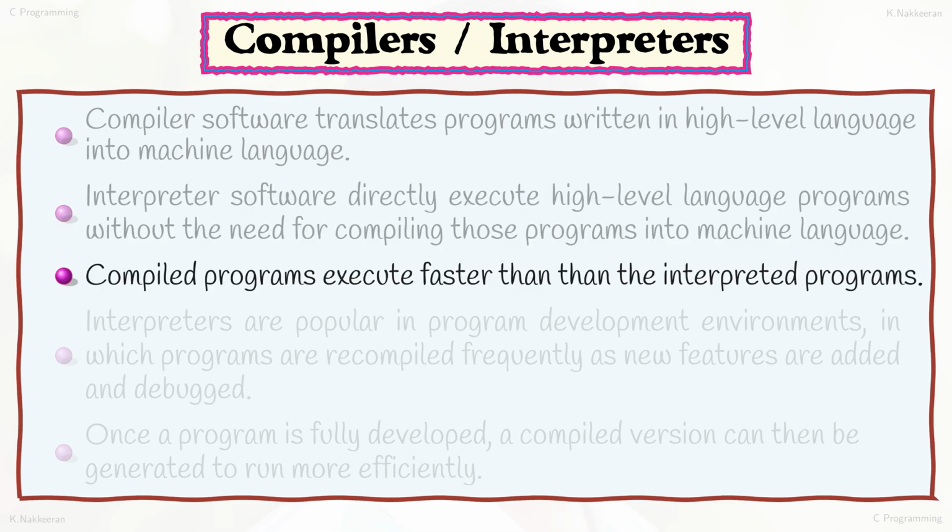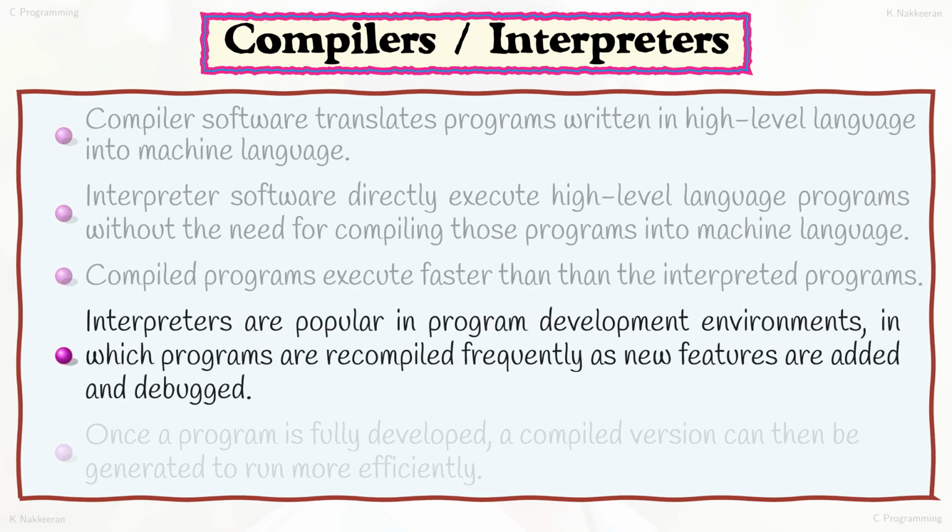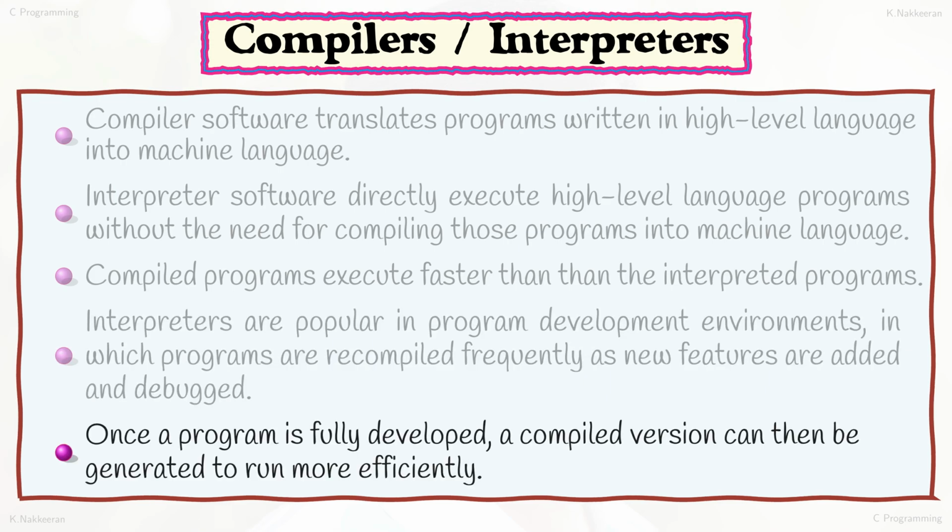Compiled programs execute faster than interpreted programs. Interpreters are popular in program development environments, in which programs are recompiled frequently as new features are added and debugged. Investigation and correction of errors in software is called debugging. Once a program is fully developed, a compiled version can then be generated to run more efficiently.